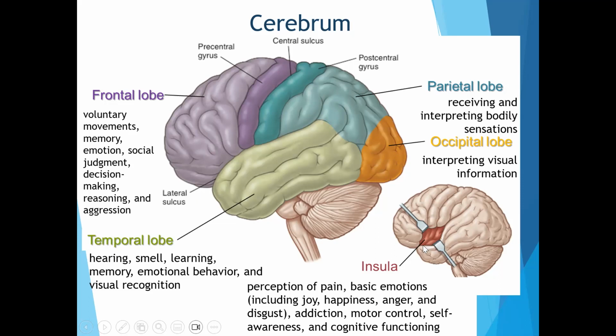Deeper in the brain, there's a region called the insula. It sits behind the lateral sulcus. And so it has some roles in perception of pain, our basic emotions, and it also is where the addictions or addictive centers are regulated, our motor control, some self-awareness, and also cognitive functioning. So you do kind of need to know some of the specific or unique roles that each lobe plays.